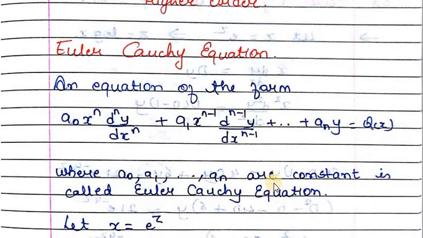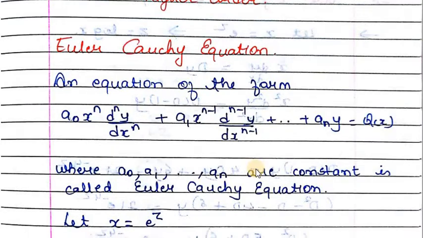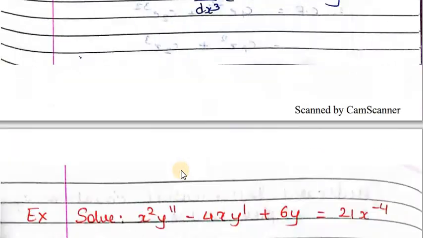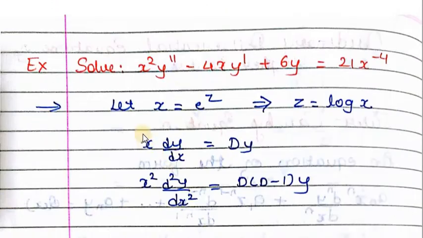So we will get an equation of the form f(D) y equals R(z). Then after, we will solve that particular differential equation as discussed earlier. So its solution will be y equals CF plus PI. But CF and PI will be in terms of z, and we will convert z in terms of x with the relationship x equals e raised to z and z equals log x. Okay, let's start with some examples.